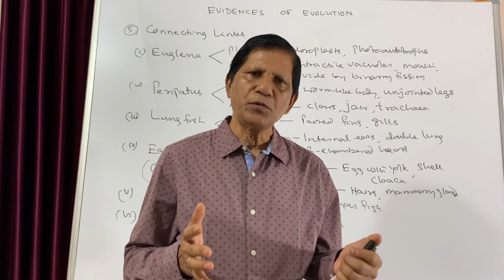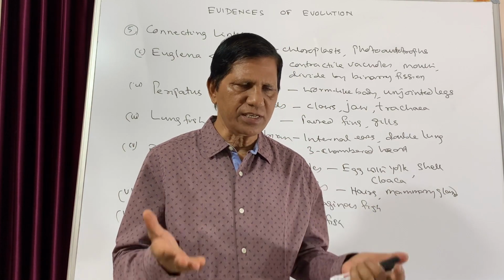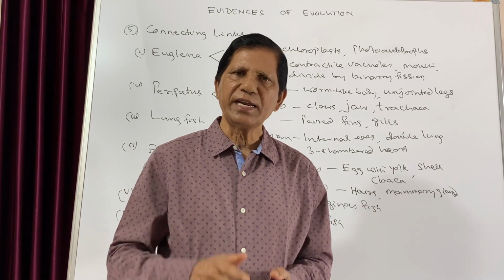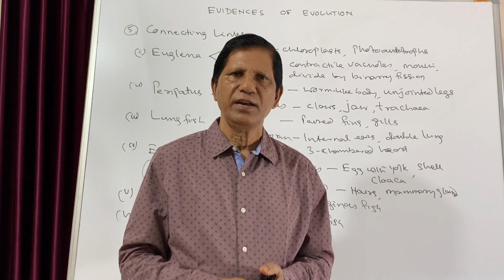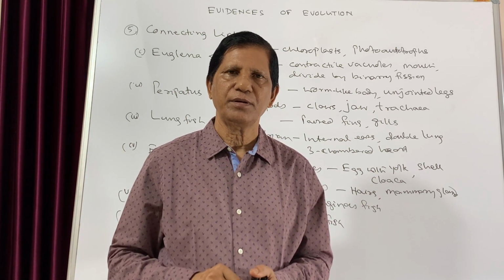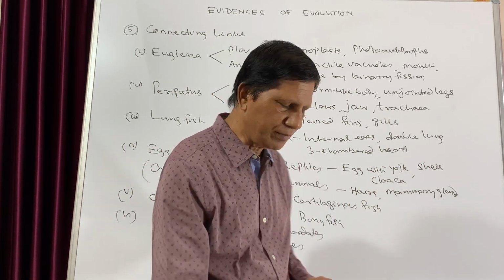So there are so many vestigial organs both in human beings as well as animals. In human beings itself, there are 90 vestigial organs, but we will discuss only a few of them.